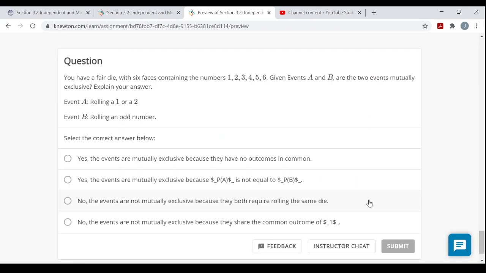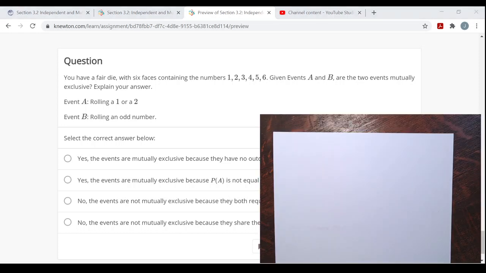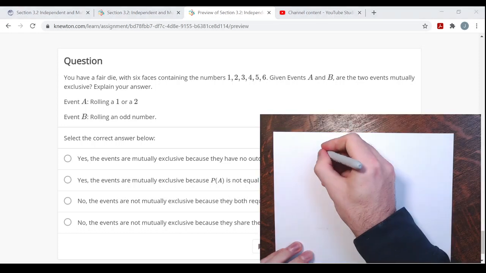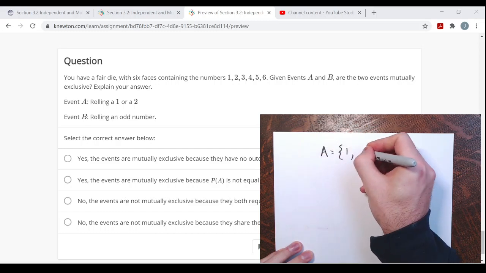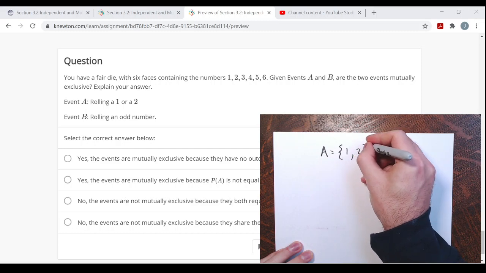All right, so here's a question. You have a fair die with 6 faces containing the numbers 1 through 6. So we're given events A and B. Are the two events mutually exclusive? All right, so I'll pull up some paper here. I know you can probably tell already. But event A is rolling a 1 or a 2. So event A would contain these outcomes.